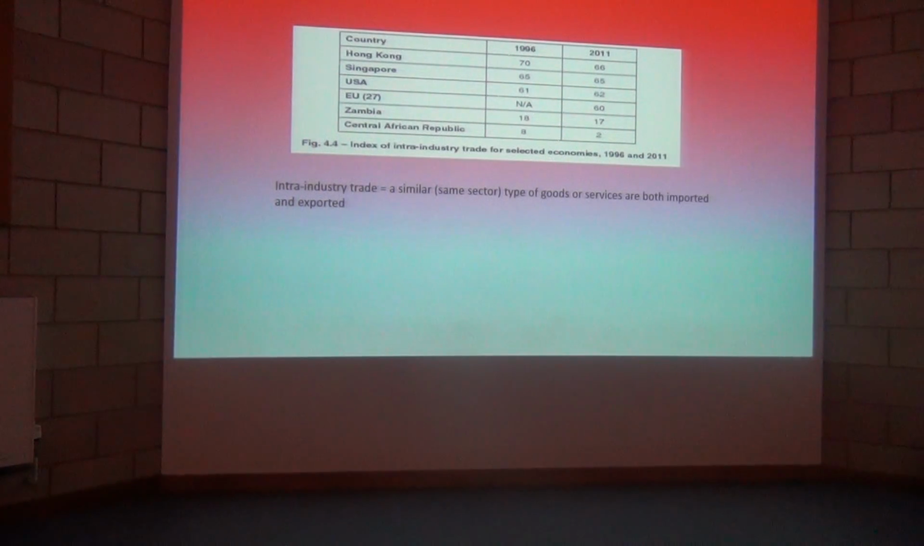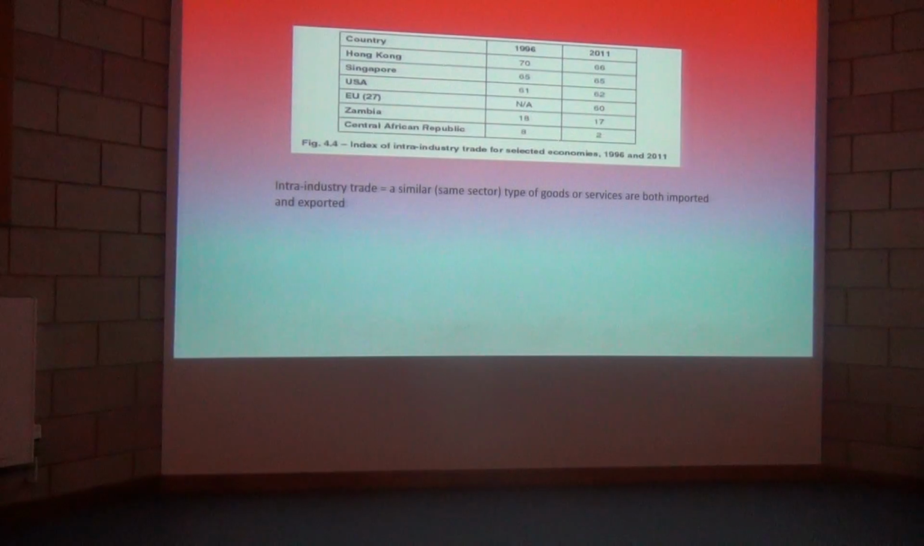We're not given a number for 1996 because there were only 15 member states in 1996, so I guess to get a like-for-like comparison, you just can't do that. So that possibly explains the NA data there.